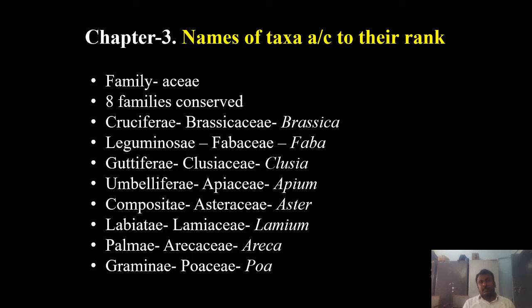Chapter 3. Names of taxa according to their rank. Every family name should end with ACEAE. There are 8 families that won't end with ACEAE. Why? Because they are conserved names. Cruciferae is the old name. For this, Brassicaceae is the new name, and Brassica is the type genus.